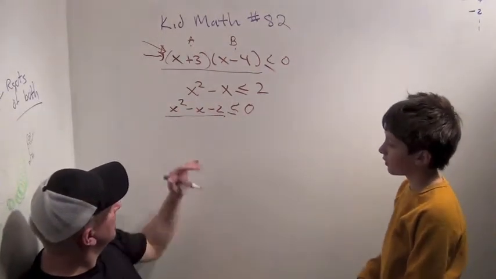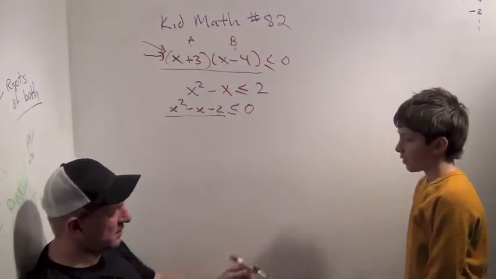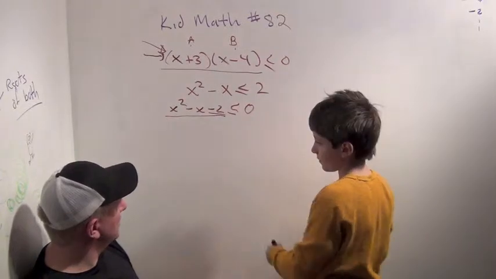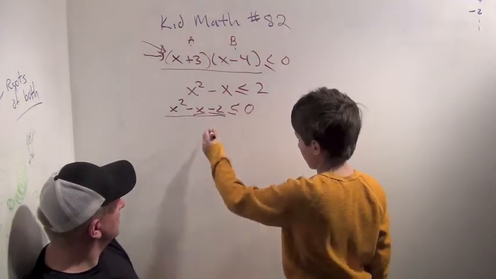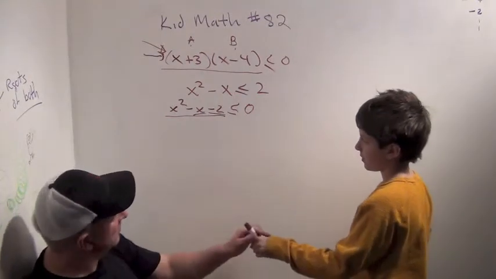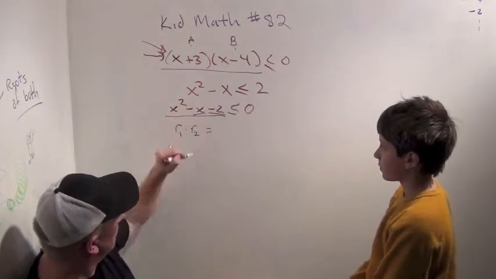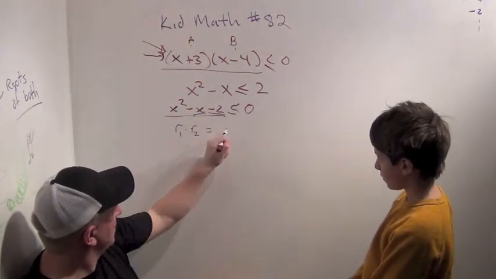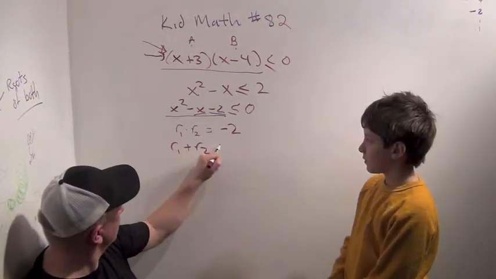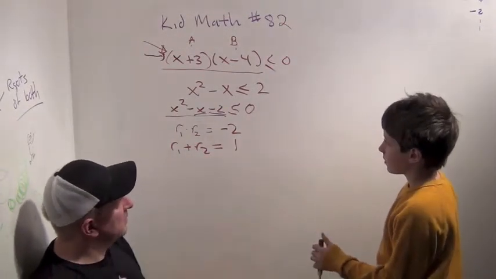All right. Let's see if we can factor x squared minus x minus 2. What do you think? Well, I know the product of the roots has to be negative 2, and the sum has to be 1. So r1 times r2 equals negative 2, and the sum r1 plus r2 has to equal 1.